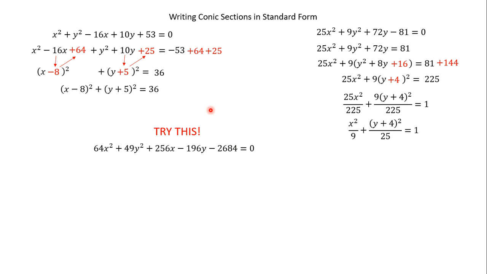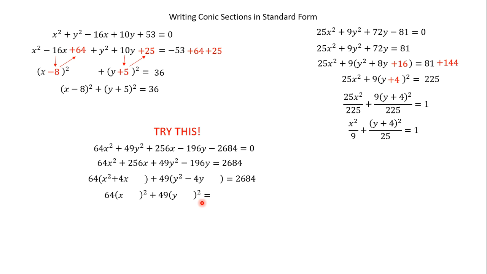How do you think you did? Let's check. So, first step, we group the x's and the y's. So we just rearranged them. And we moved the 2684 over to the other side of the equal sign. Now we need to factor stuff out. Factor 64 out of the x's. So we end up with 64 times x squared plus 4x. Leave a space. Plus 49 times y squared minus 4y. Leave a space. Equals the 2684.